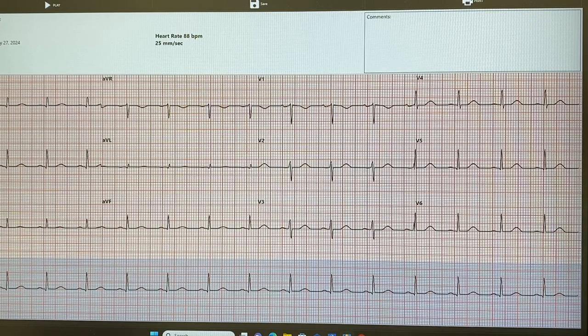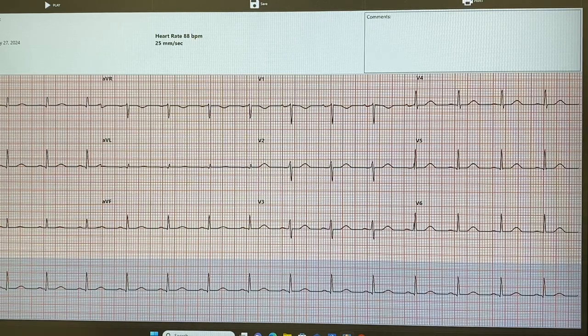So because it's not wide, what can we not call this rhythm? Ventricular. Right. So we forget the word ventricular because there's no ventricular problem. The QRS is narrow.